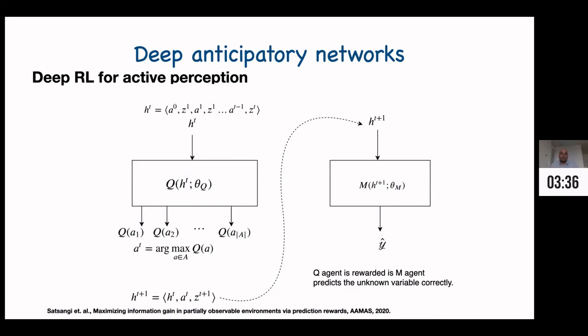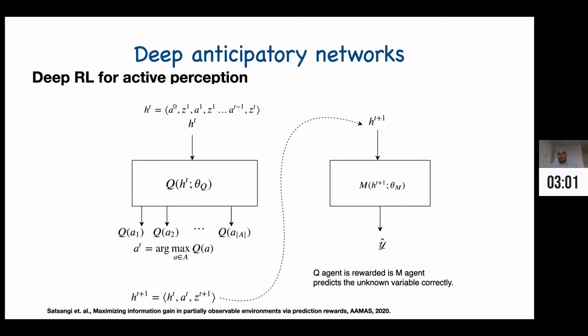Here, deep anticipatory networks, or DAN, consist of two neural networks. One is called the Q network, and the other is called the M network. The role of the Q network is to take actions and collect observations. For example, it can select a camera, and then the observation from that camera is collected. This observation and action is passed to the M network, whose job is to actually predict what is going on in the world. As time goes on, the Q network collects more and more observations, and the M network is trained to make its prediction better and better.